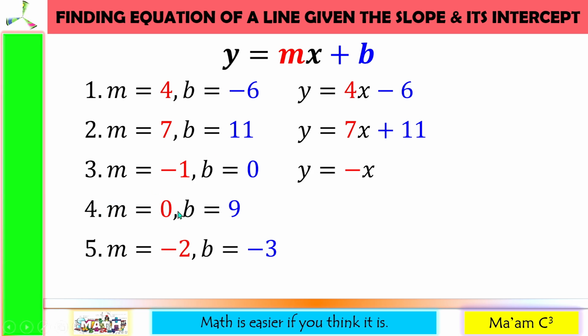Number 4, our slope is 0, meaning this is a horizontal line. Our y-intercept is 9. So we have no slope. 0 times x is still 0. So we only have y is equal to 9. And last one, our slope is negative 2 and our y-intercept is negative 3. So this will become y is equal to negative 2x plus negative 3, which is minus 3. Y equals negative 2x minus 3.